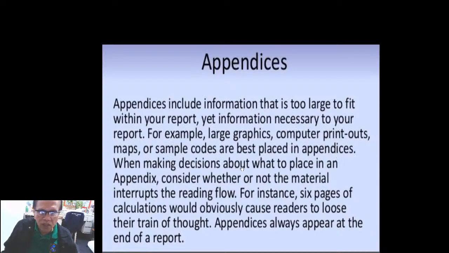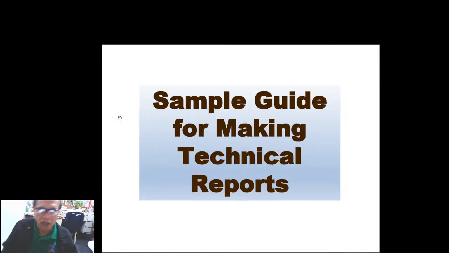When making decisions about what to place in an appendix, consider whether or not the material interrupts the reading flow. For instance, 6 pages of calculations would probably cause readers to lose their train of thought. Appendices always appear at the end of the report. Okay, so now we have a simple guide to making technical reports.